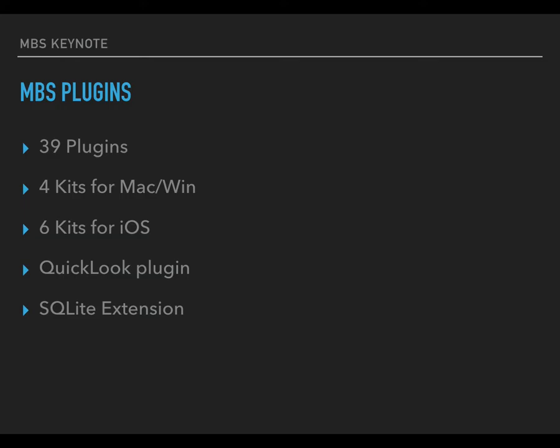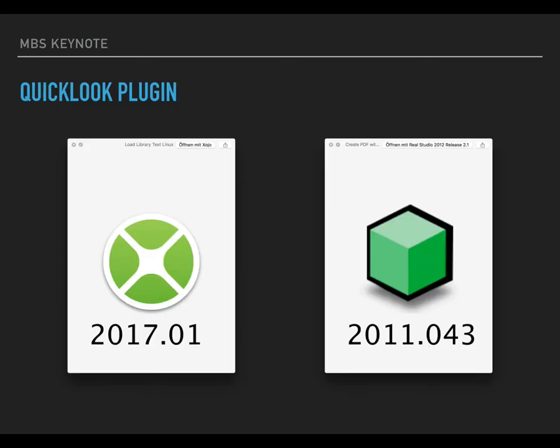We do have 39 plugins. That's compiled C code, which extends Xojo with new classes. We also have kits, which is a collection of source code you can get. We have 4 kits for Mac and Windows, and 6 kits for iOS now. Also, I got a QuickLook plugin, which allows you to see the version of a project in the project icon on the Mac. And I got a SQLite extension, which adds, I think, another 20 or 30 commands to SQLite. Also very handy. So let's take a look in depth.